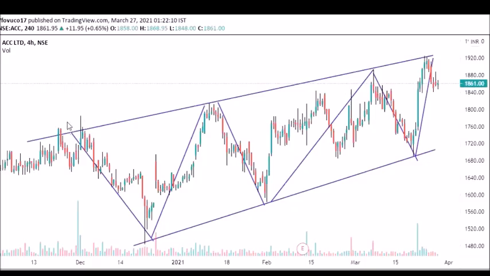Now if we take this point as 1, this is 2, this is 3, and this is 4. Always a rally from 4 to 5 and 5 to 6 is considered to be the safest. So if you are looking for a buying opportunity at this point, you have to see if strategy 1 can be applied.